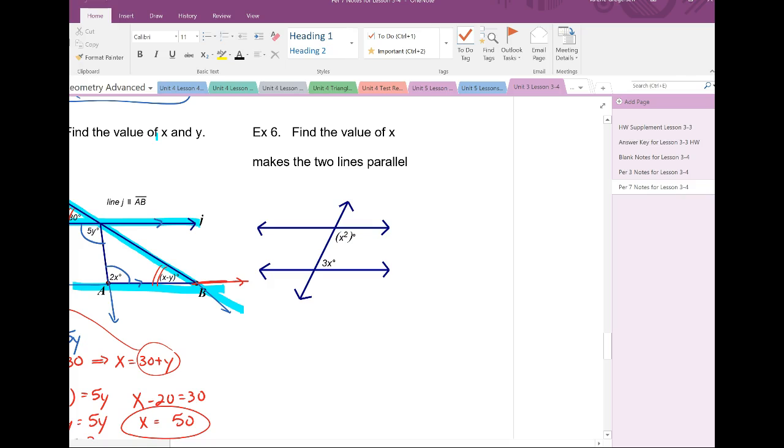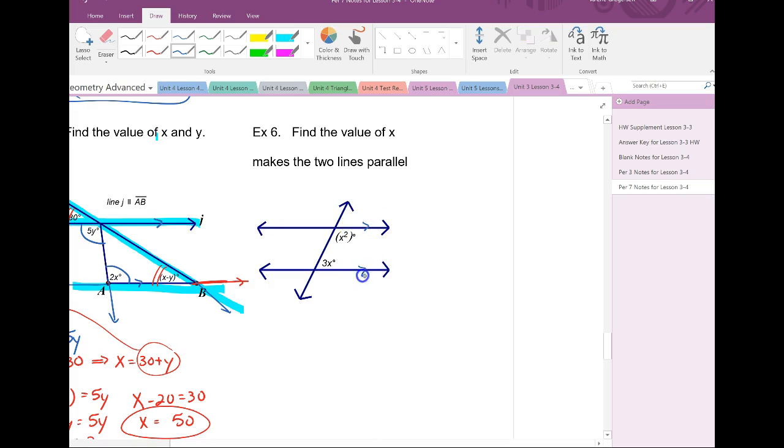On example 6 here, we want to make the lines parallel once again. Remember, if I want them to be parallel, in my head I have to imagine that they're parallel. And we know these two angles are same side interior angles. So in order for parallel lines to happen, same side interior angles have to be supplementary. So we're going to go literally x squared plus 3x equals 180.